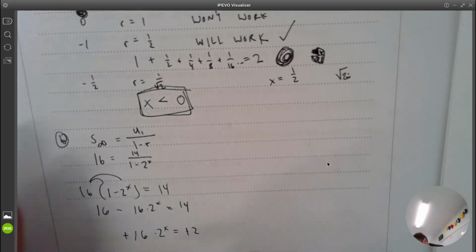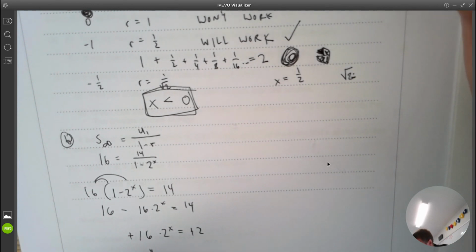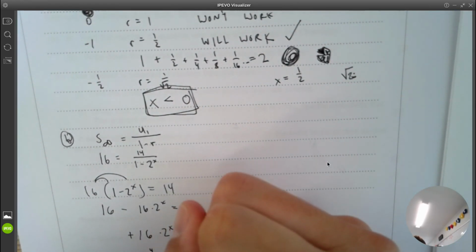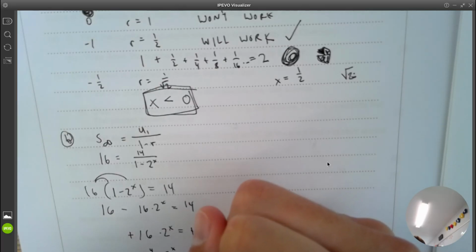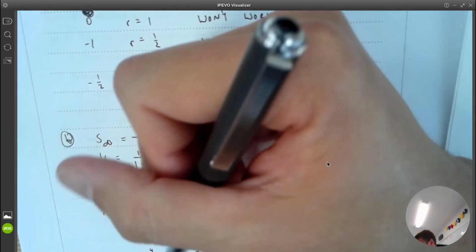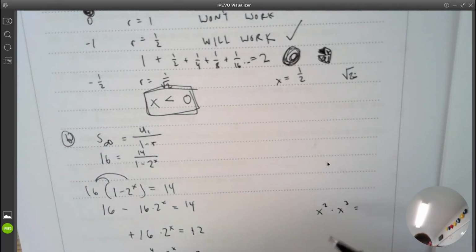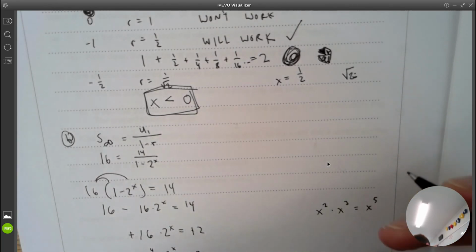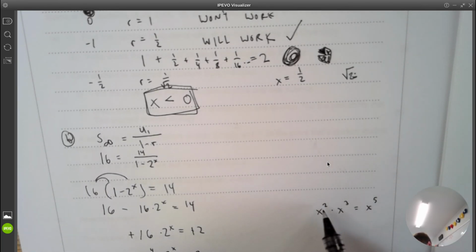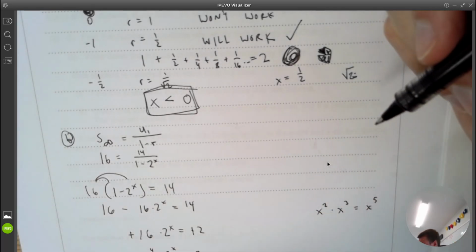16 is 2 to the power of 4. It's 2 times 2 times 2 times 2. And if we're going to multiply this by 2 power x, when we multiply things that have exponents, let's use this as an example. What would this be? X squared times x cubed. Nice, x to the 5th, which means we add these numbers together. So here, I can make this 2 to the x plus 4 is equal to 2.